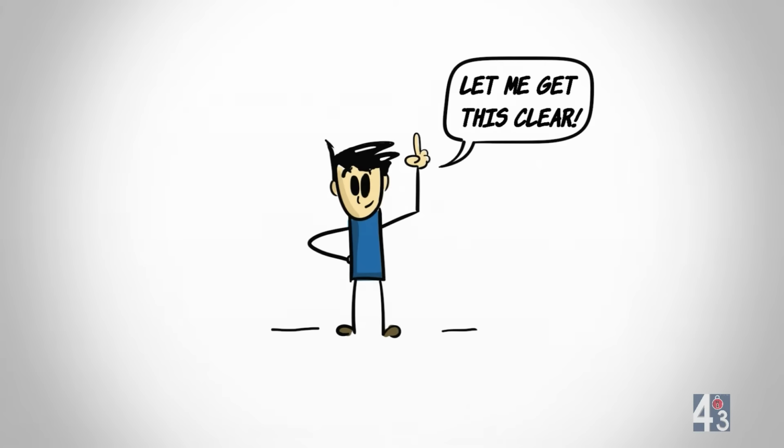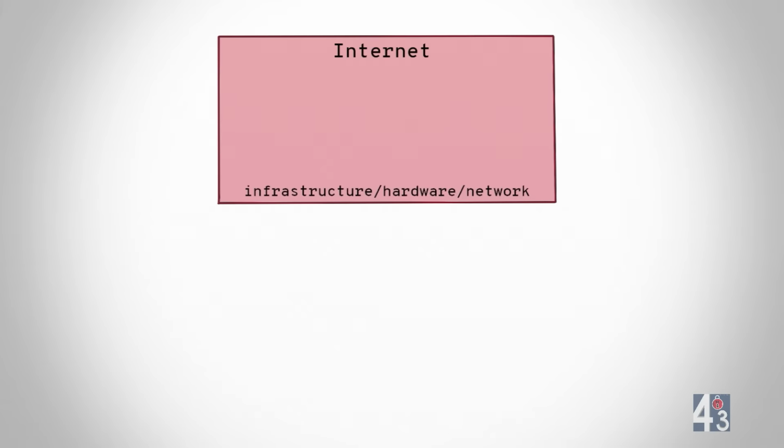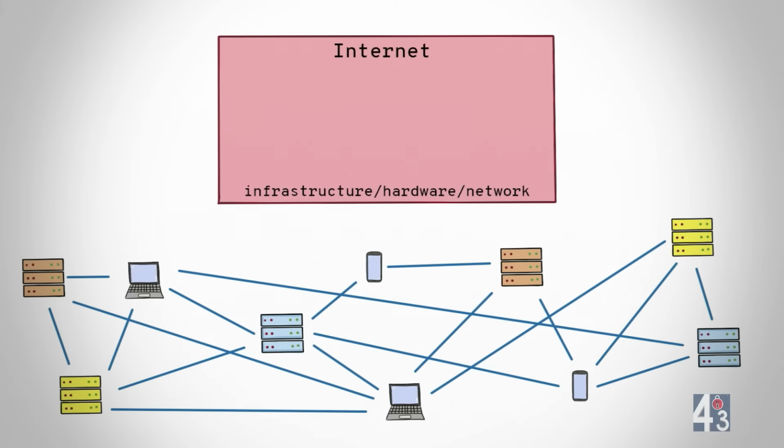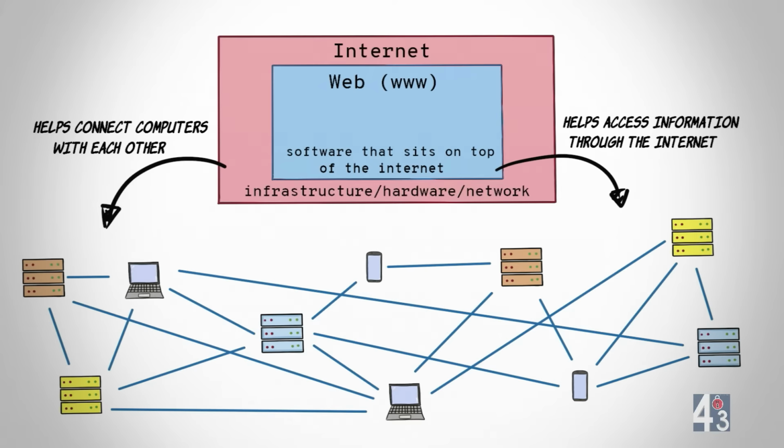Let's make it clear up front that the internet and the web are two different things, though we use them synonymously. The internet refers to the infrastructure or hardware that helps millions of computers all over the world connect, network, and talk to each other. The web, also referred to as the World Wide Web, is the software that sits on top of the internet. The web helps us access information through the internet.